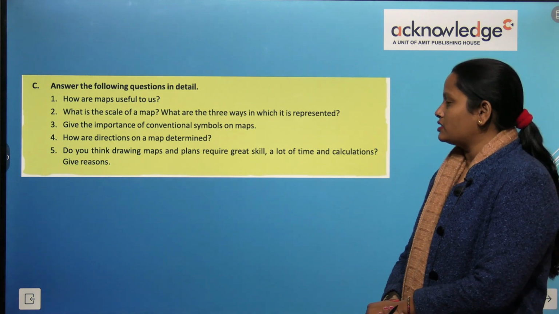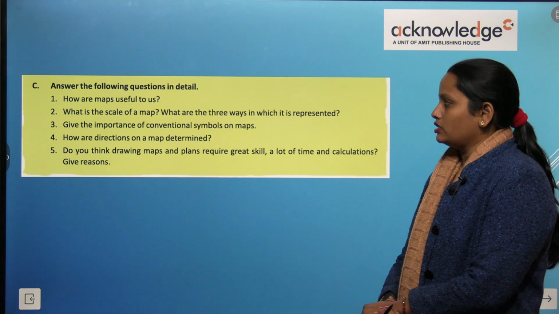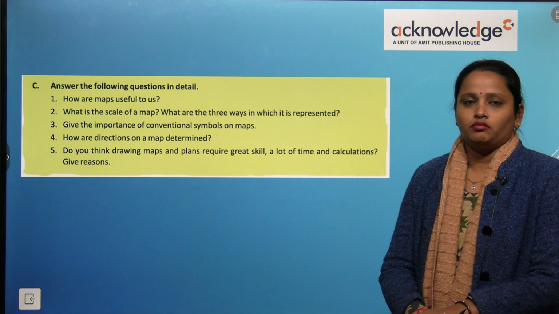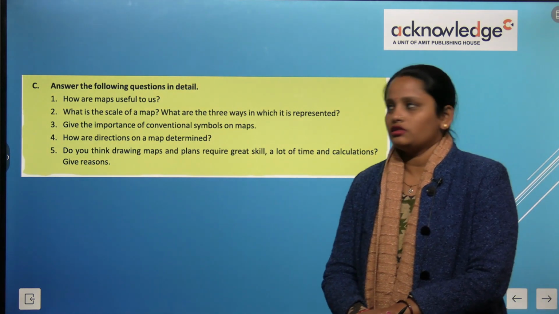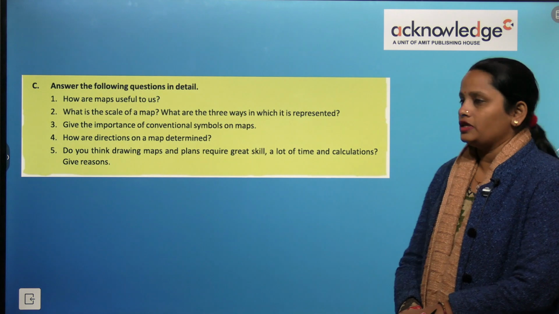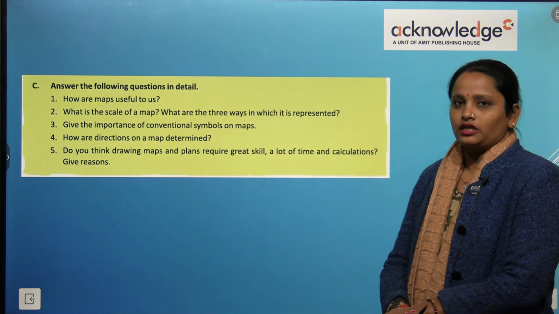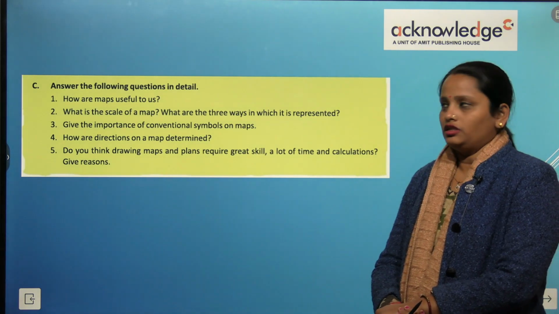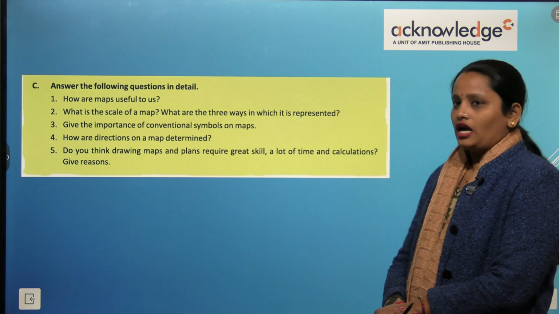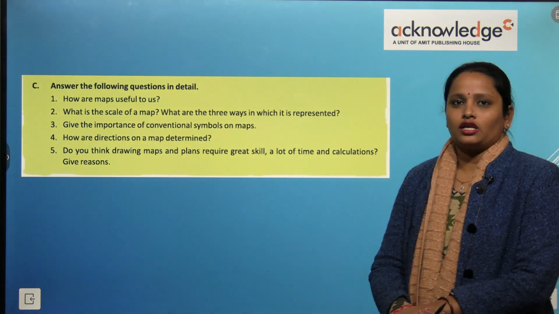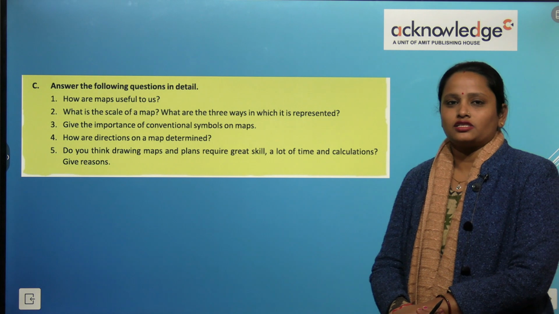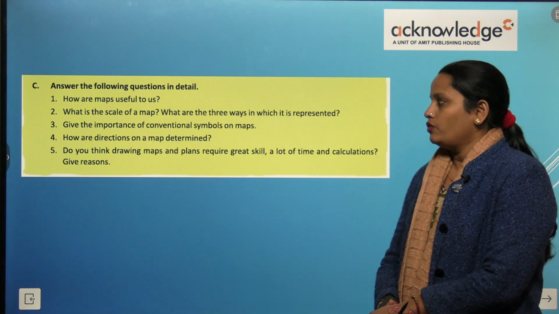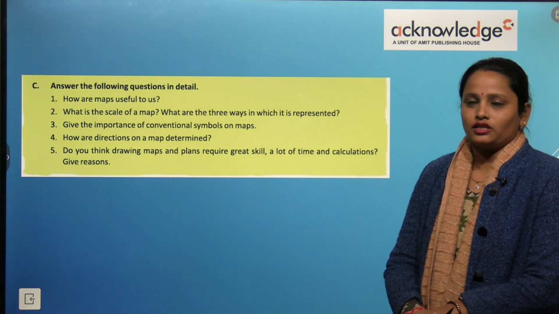What are the three ways in which it is represented? So children, this you have to write on your own. Now give the importance of conventional symbols on a map. So what are conventional symbols? Write it here. How are directions of a map determined? मैप के डायरेक्शंस को कैसे डिटरमाइन किया जाता है? It is already written there and the directions are mentioned: north, east, west and south. And also there are sub directions, which are northeast, northwest, southeast and southwest. And with this, the different directions are determined on the map.